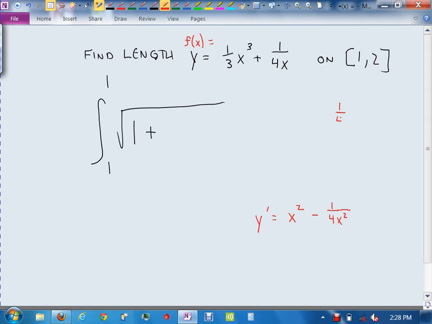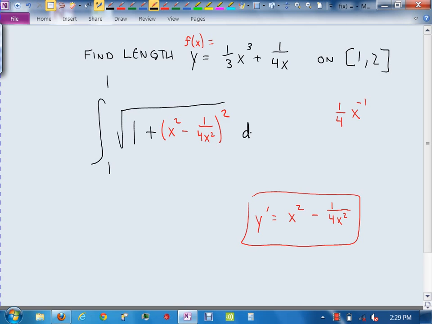Remember, 1 over 4x is the same as 1 over 4 times x to the negative 1. Bring that x back up. Take derivative, negative 1 comes out, x to the negative 2. Drop the negative 2 back down, or x to the negative 2 back down. Is that okay, everyone, with this? So that's going to go in here, x squared minus 1 over 4x squared, but then still what? Squared, then dx. But it goes from 1 to 2, right? Yeah, I don't know why I put 1 up there.